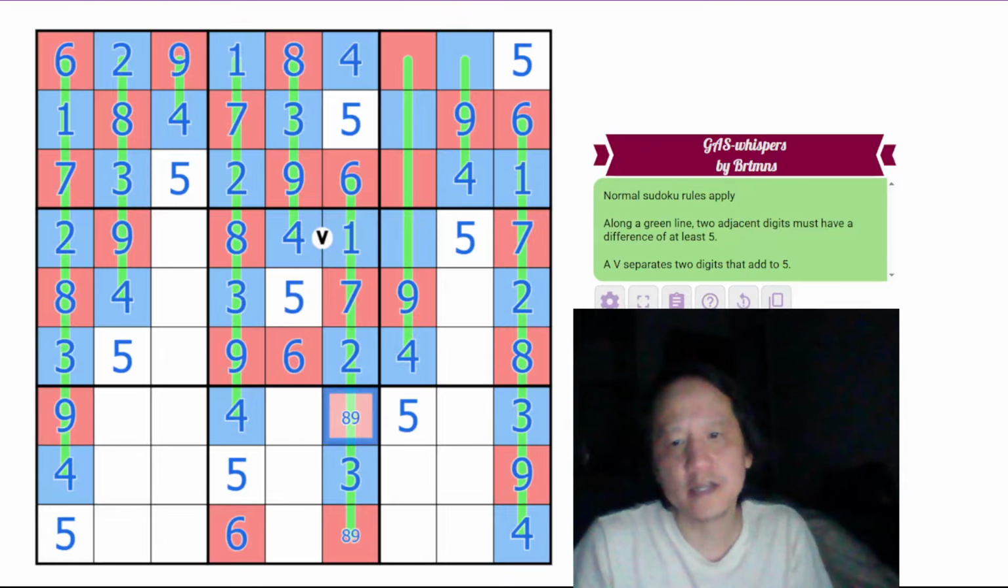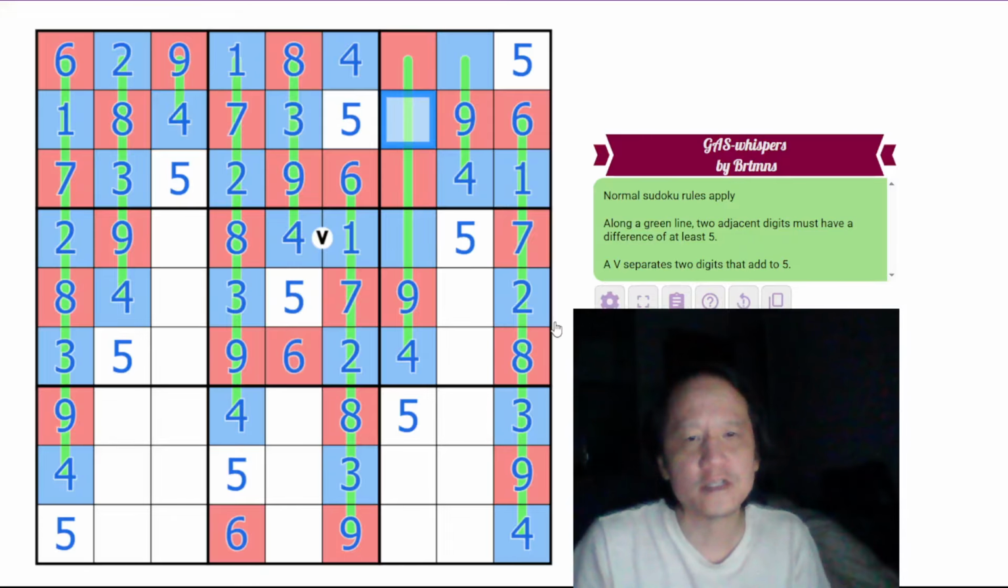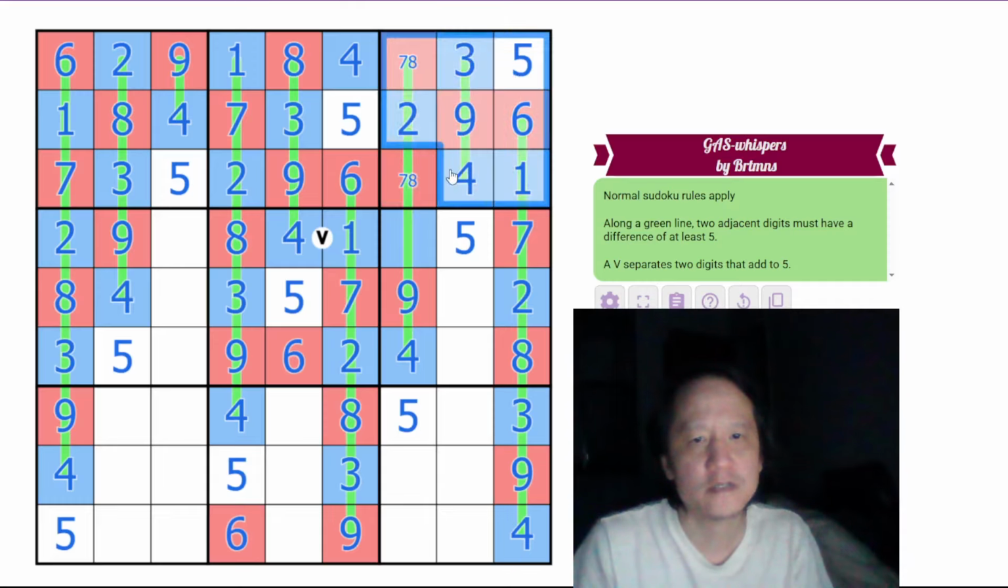9 eliminates 9 here, so this is 8 and 9. Only low digit left here in row 2 is a 2. Only low here is a 3. 2 has to be next to 7 or 8 because we cannot have a 9 in the box. Sorry, we have a 9 in the box. This can't be 1, 2, or 4. This must be 3. That makes this a high digit and a 6.